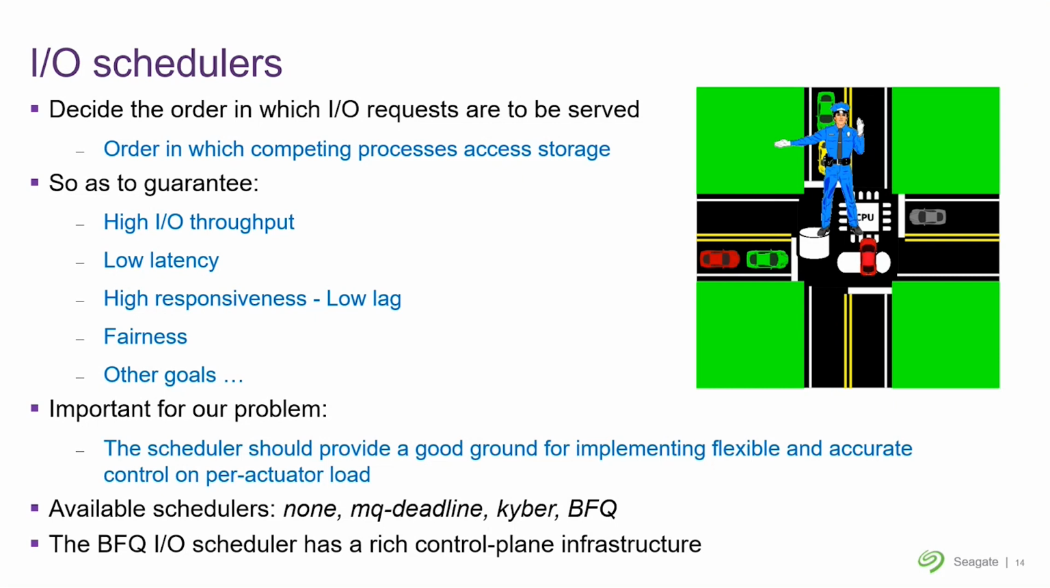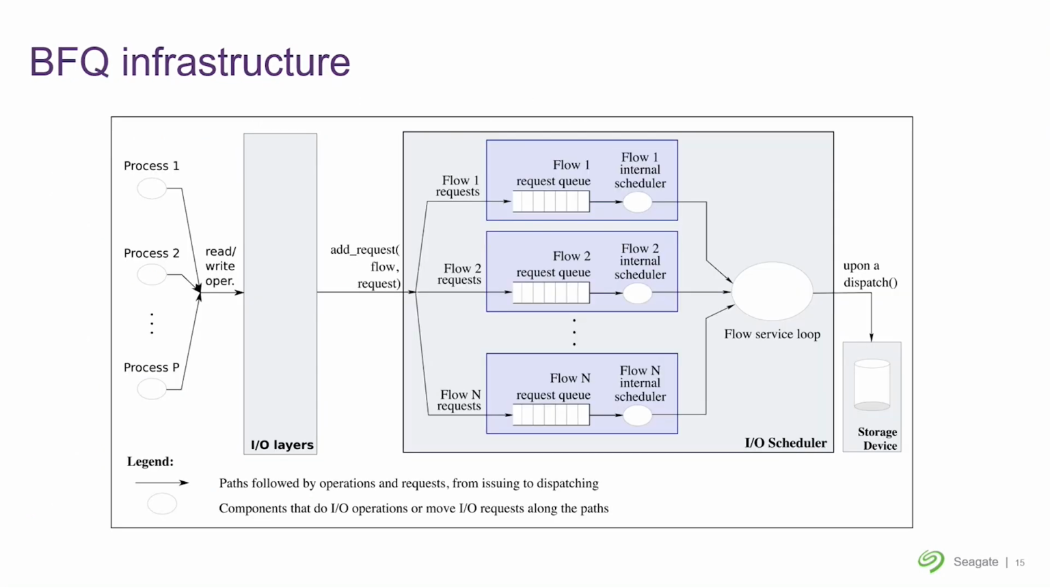BFQ is the one that gave us the richest control plane infrastructure. It gave us the most knobs and buttons that we could use to tackle the problem we have with SATA dual actuator drives. Let's take a look at BFQ infrastructure. Again, credit to Paulo.